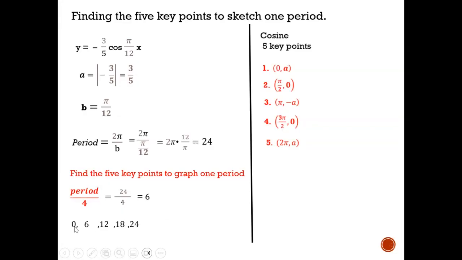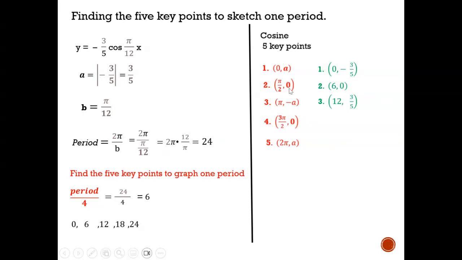So it's going to be 0, negative amplitude, which will be negative 3/5. And then it's going to be 6, 0, and then 12, positive. It starts with negative first because it's going down, guys. If this is negative, you start with a negative. So this will be reversed.